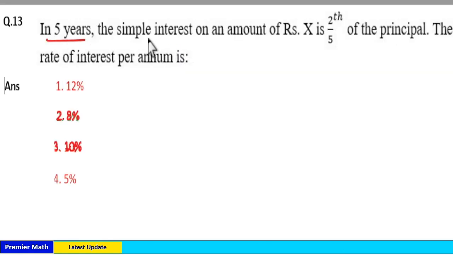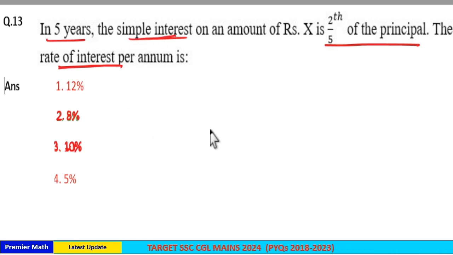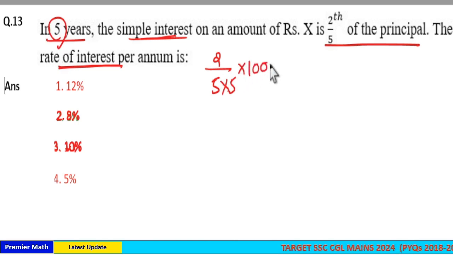In 5 years, simple interest on an amount of rupees X is 2/5 of the principal. The rate of interest per annum is? You already know rate of interest into total number of years gives you the simple interest. Here 2/5 of the principal is the interest generated in 5 years. Then in 1 year interest generated is 2 by 25th of the principal. So if you convert it into percentage, you will get the rate percentage. 25 goes 4 times in 100. 2 into 4 is equal to 8. So option 2 is your answer.